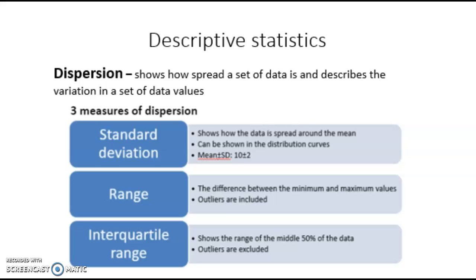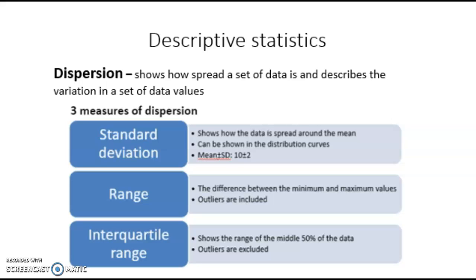Other descriptive statistics are measures of dispersion. There are also 3 of these, and they show how spread a set of data is, and therefore describe the variation in the dataset. One measure of dispersion that is used most often, especially in scientific experiments, is the standard deviation. This number shows the spread of the data from the mean value, and so looks at how much the results may be increased or decreased from the mean.